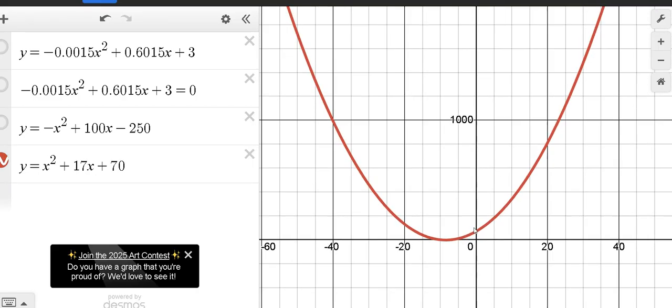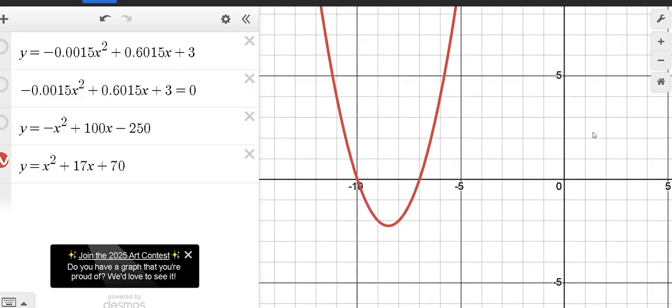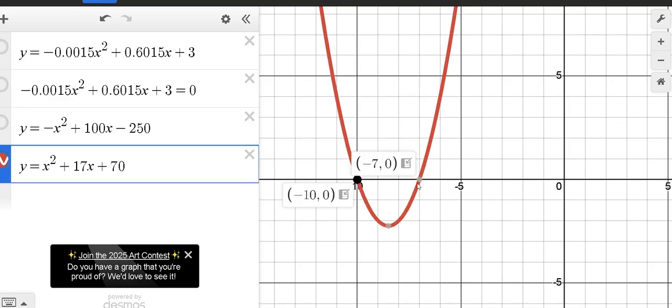And I need to zoom in over here. If you hit the home button, sometimes that'll help out. That brings you back to a screen of negative 10 to 10. And we can click here and see that we've got roots at negative 10 and negative 7. So there's your solutions pretty quickly.